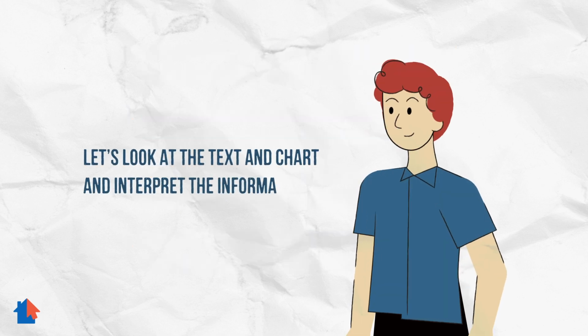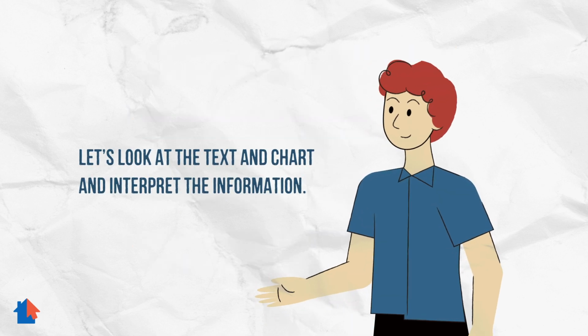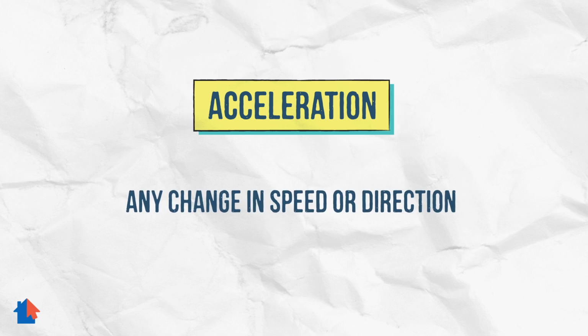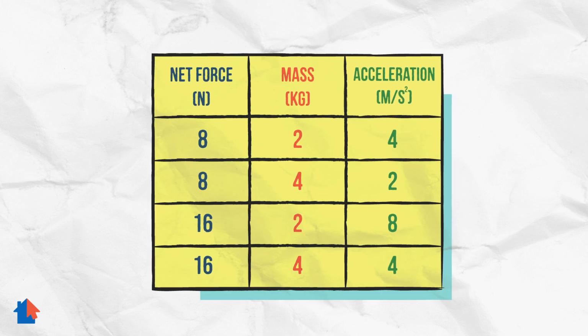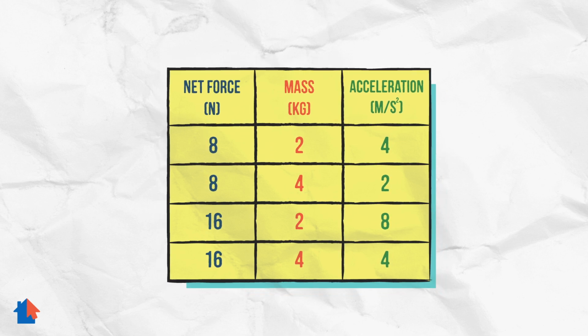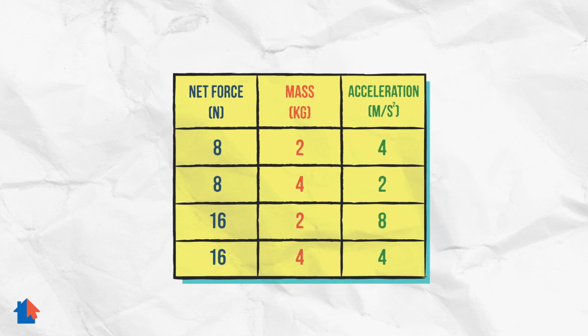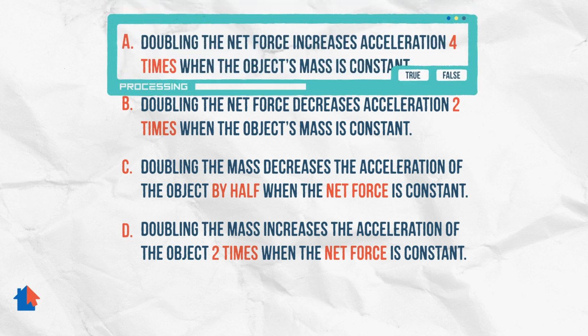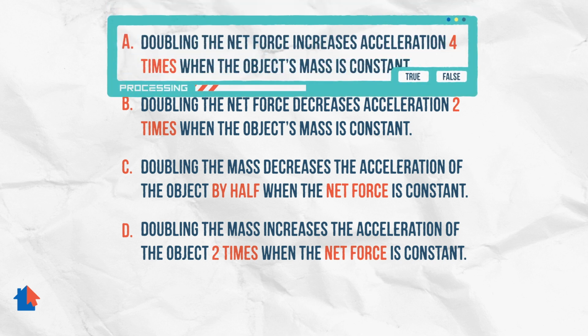Let's look at the text and chart and interpret the information. In science, acceleration means any change in speed or direction. The text says acceleration depends on force and mass. The table shows that is true. When the amount of force or mass changes, so does the acceleration. We can see the pattern in the data. The question is asking us which statement describes that pattern. We can find it by testing the statements one at a time.